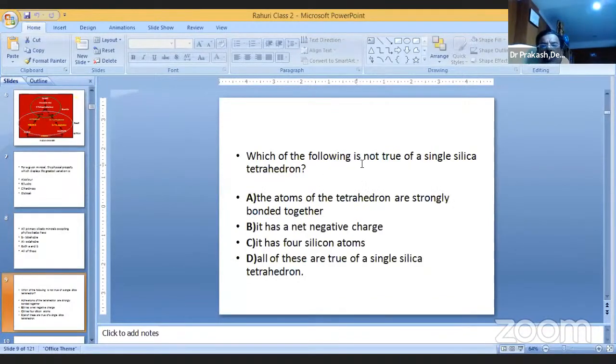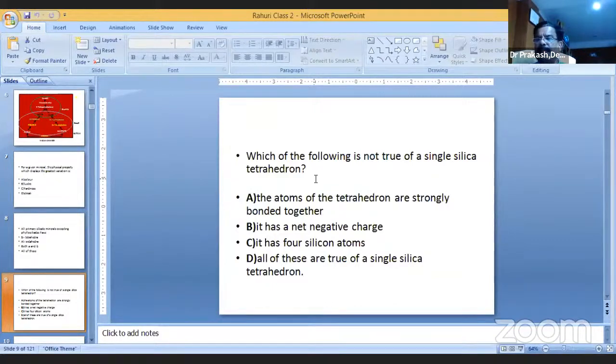Okay, which of the following is not true of a single silica tetrahedron? So you just read this. The atoms of the tetrahedron are strongly bonded together. What are the atoms we have in silica tetrahedra? We have silicon and oxygen. Okay, it has a net negative charge.